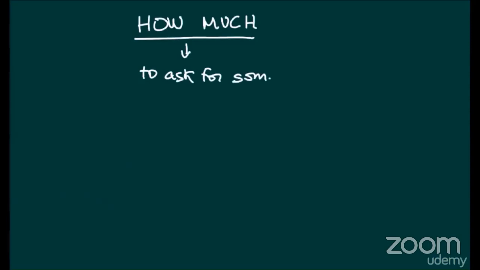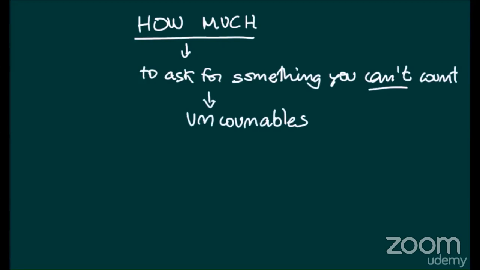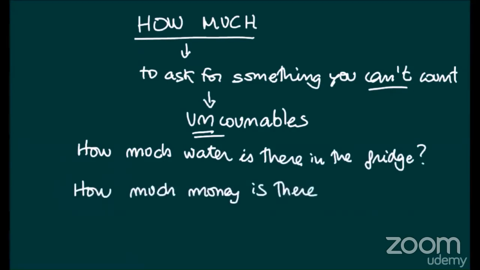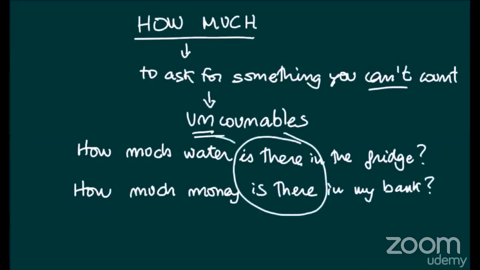We use how much when we ask for something that you can't count, like water. For example, how much water is there in the fridge? How much money is there in my bank? Look that now we use there is because it is an uncountable noun.